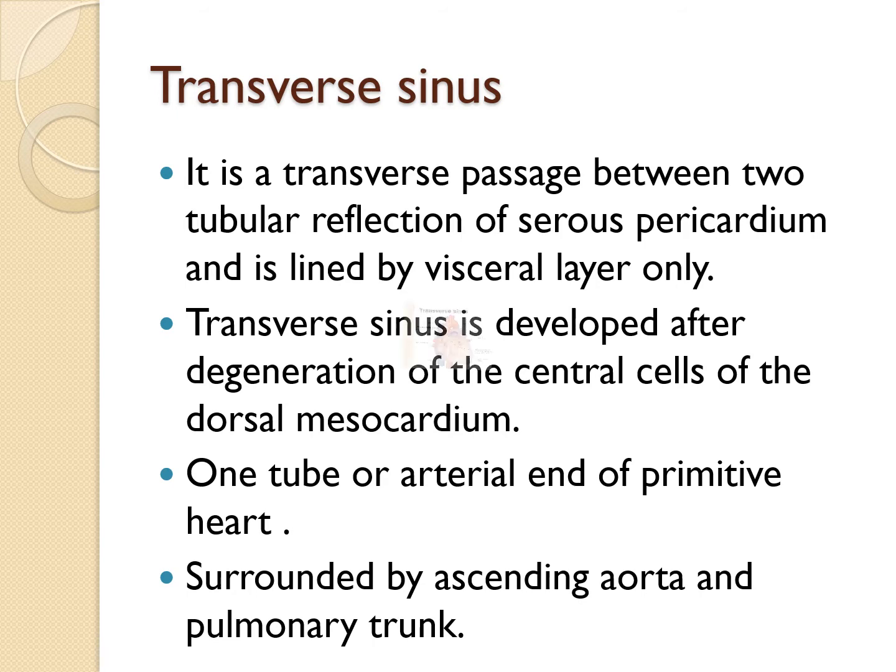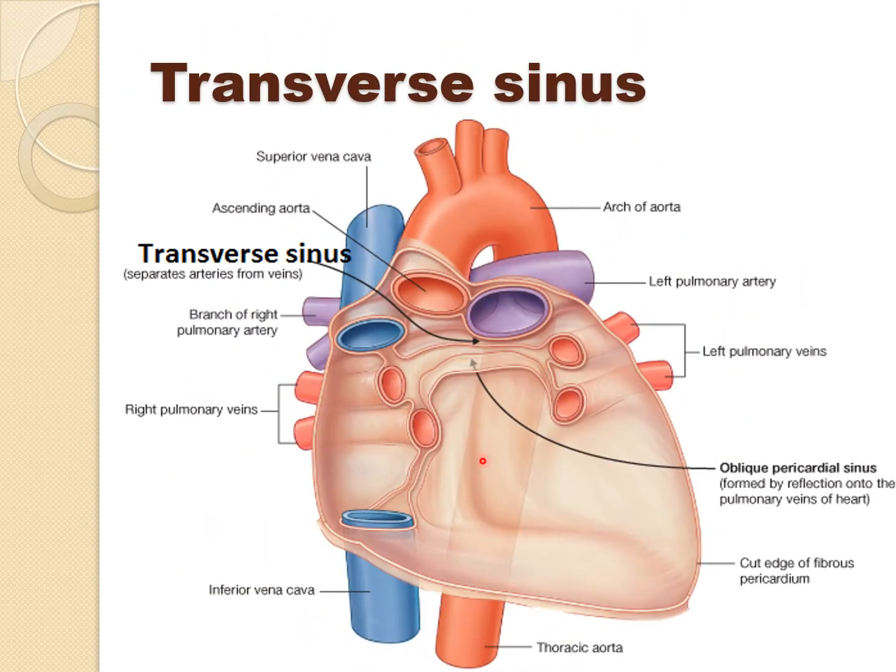You see in this figure, the arrow indicates the transverse sinus. This is the arch of the aorta, and this is the pulmonary trunk. The gap between the aorta and pulmonary trunk is named the transverse sinus. The transverse sinus is the space between the two tubular reflections of the serous pericardium and is lined by the visceral layer only. Hence it is named the intervisceral space.